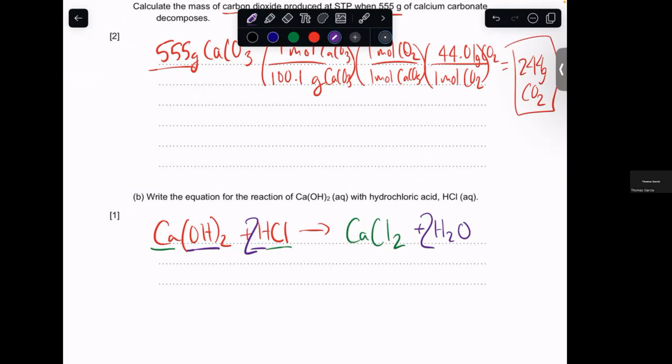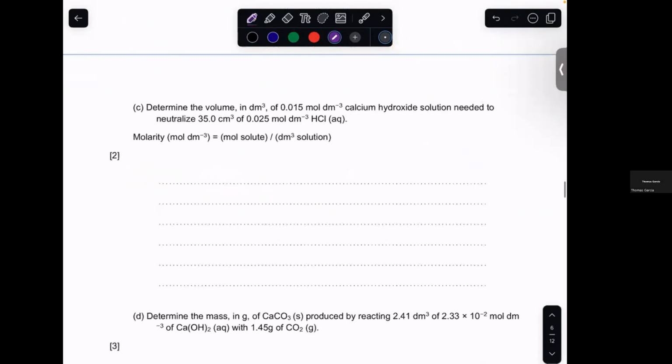Now, if you want to get fancy, you can add state symbols into this. So this would be aqueous. This would be aqueous. This would also be aqueous. And water is a liquid. That's a lowercase l. All right, determine the volume in decimeters cubed of 0.015 mole per decimeter cubed calcium hydroxide needed to neutralize 35.0 centimeters cubed of 0.025 moles per decimeter cubed HCl.